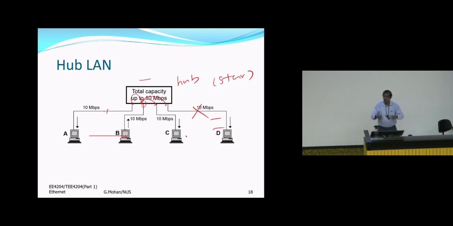It's a star connection. So the distance between any two, A to D or A to B, is more or less the same. The distance is A to hub plus the length of the hub, then hub to D, correct? This is more or less the same as A to B or B to C or anything. So we don't need to have a constraint like 2.5 kilometer and all.